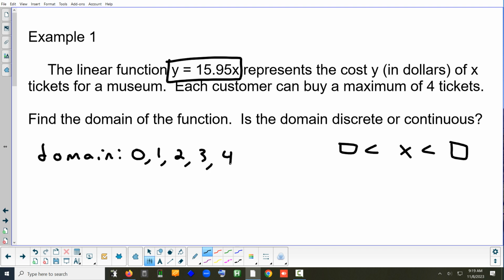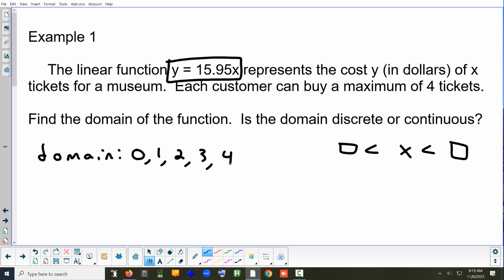Those are the only numbers that you could say if you go online and you put in how many tickets you're going to buy. Well, if you're going to buy 0, you wouldn't be buying anything. But these are the only numbers that would make sense. Okay, 0, 1, 2, 3, 4. You can't buy 5 because it says you have to stop at 4, and there's nothing in between. Okay, so that's the domain.